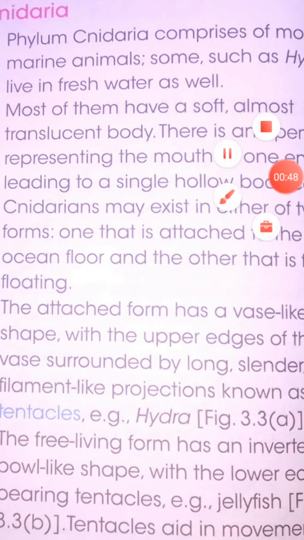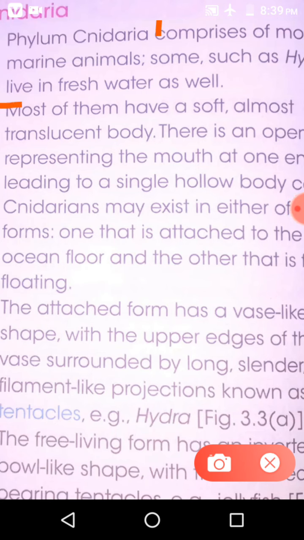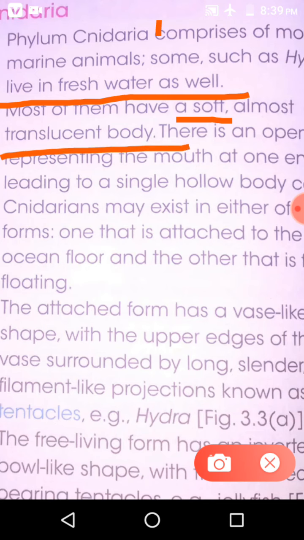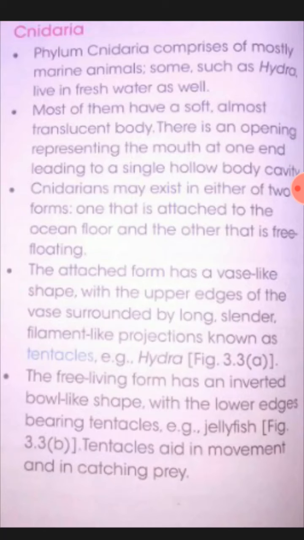What is its main characteristic? Cnidaria live in fresh water as well as marine. They have a soft and translucent body, with an opening, the mouth, at one end, leading to a single hollow body cavity. In which manner are they found? They either attach to the ocean floor or some are free floating. Okay, some are free floating also.